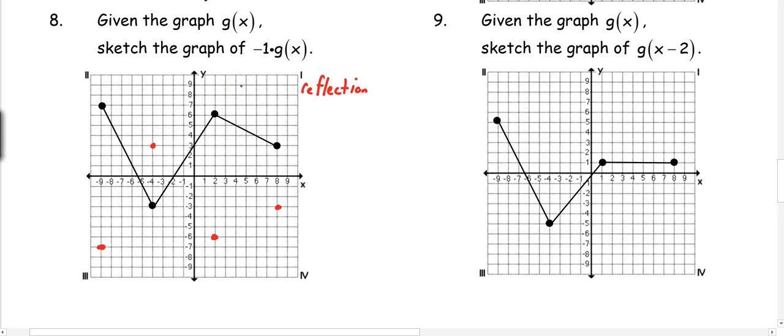So 3 of my dots were in the top 2 quadrants, so they end up in the bottom 2. And my 1 point that was in the bottom quadrant now ends up in one of the top quadrants. And then I just connect my points to make my graph.